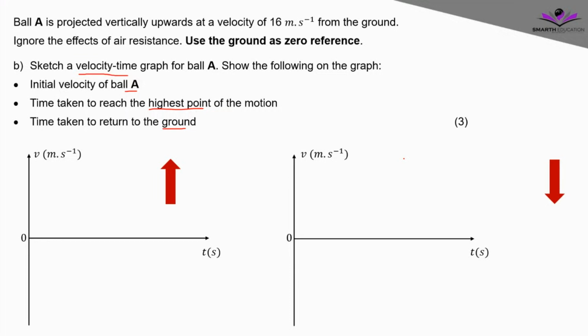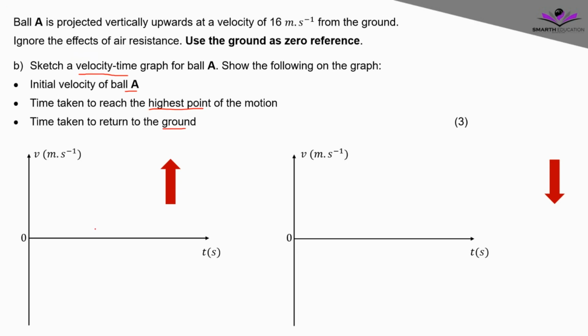Since acceleration is the gradient of the velocity time graph, and if we take upwards as positive, the gradient is negative, then the velocity time graph must be decreasing. Remember, if the gradient is negative, the graph is decreasing. So our graph should be decreasing. If we take downwards as positive, our acceleration is positive. Since acceleration is the gradient of the velocity time graph, the graph must be increasing if you take downwards as positive.